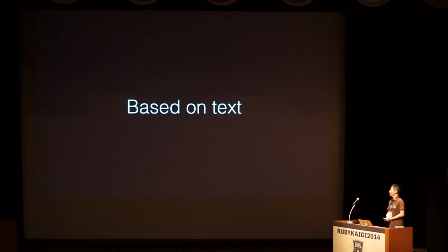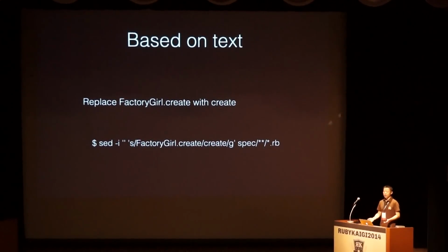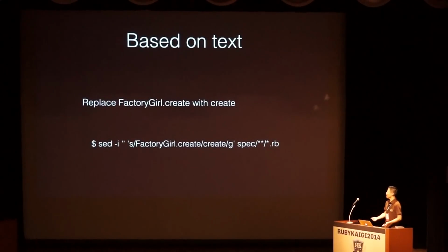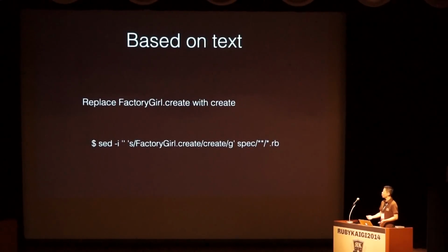So we thought if we can do the change based on text. We pass the Ruby source code as a big string, and then we can add, replace, or remove any substrings as we like. Here's an example. We want to replace FactoryGirl.create with just create. It's called the FactoryGirl short syntax. So we can use the Linux command sed. Here it will look for all the spec files and find all FactoryGirl.create strings, then replace them with just create.